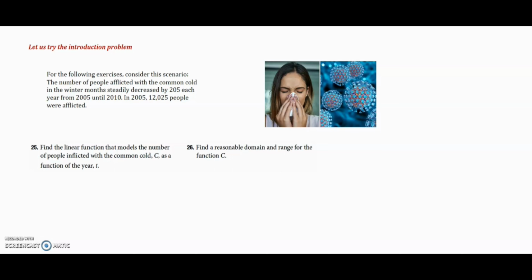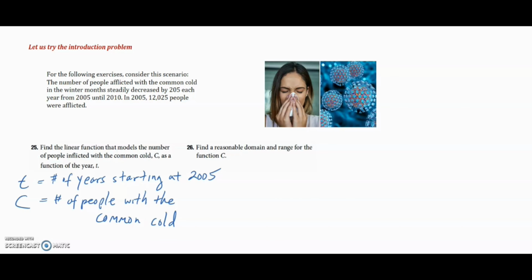What do we do? Well, let's take a look at what is changing and let's label our variables. So we have two variables, T, the number of years starting at 2005, and C, the number of people with the common cold. So our function will actually be C of T. What other information do we have that can help us do this? Notice that the number of people afflicted with the common cold in the winter months steadily decreased by 205 each year. This is certainly a designation of slope.